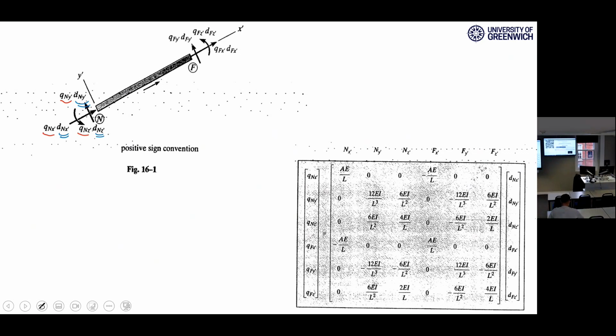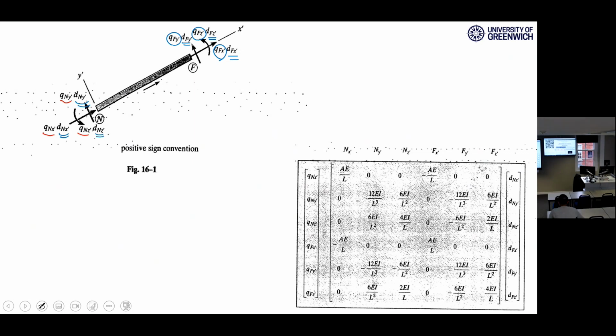So at each end we have three forces and three deformations along x prime, y prime, and z prime. We have absolutely the same at the far end. Okay? Absolutely the same. These three are forces along x prime, y prime, and z prime at the far end. And these three are the deformations along the x prime, y prime, and z prime at the far end.